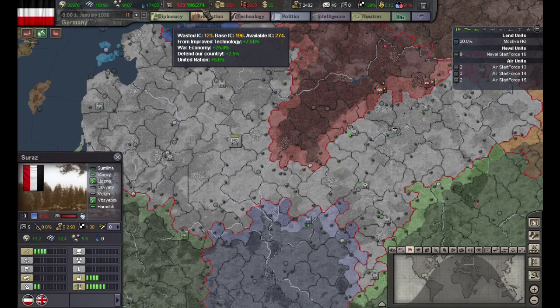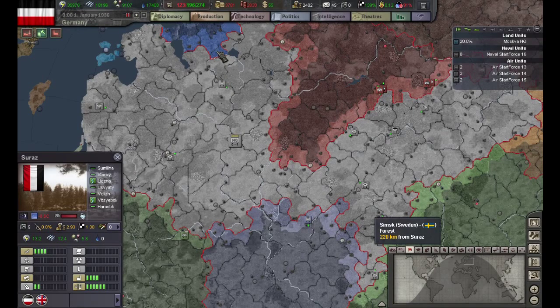So we've researched technology that gives us a 7.5% bonus to our industrial capacity. And our economy is currently on a war footing, which gives us an additional 25%. So our 196 becomes 274 industrial capacity. We are heavily geared towards war production at this point.